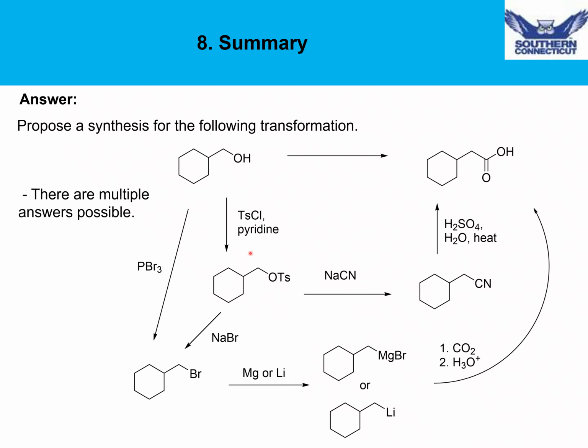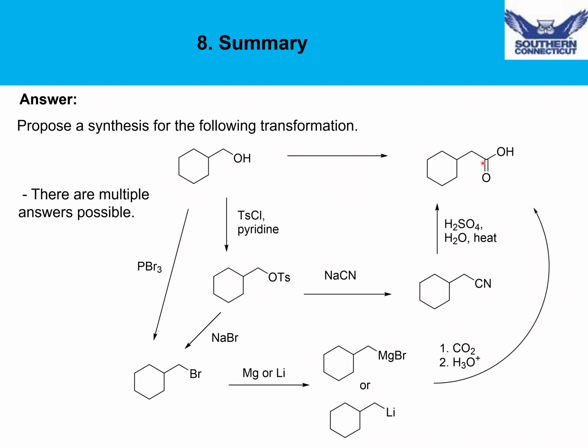Remember, tosylates are similar to alkyl halides, so we can do substitution reactions. So for example, we'd add sodium cyanide, which will replace the tosylate group with a cyano group, as shown here. And then the nitrile can be hydrolyzed either under basic or acidic conditions. I chose to use the acidic conditions since they're usually simpler. And so the nitrile we converted into this carboxylic acid.